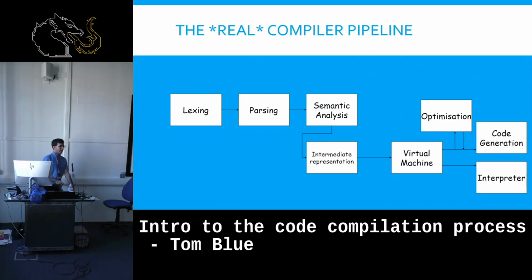The virtual machine has two choices. It can send the intermediate representation into the interpreter or into code generation, and optimization takes place in between going from the virtual machine into code generation, which is why I've kind of got the arrow between the two things.